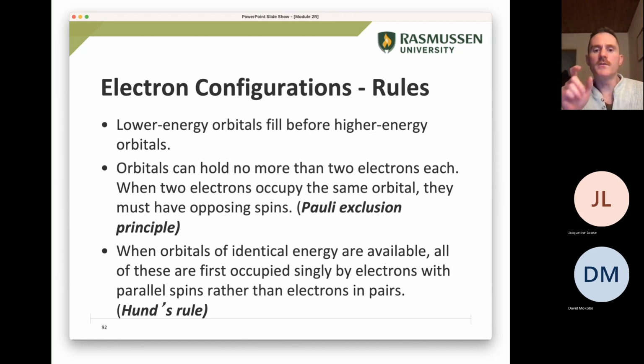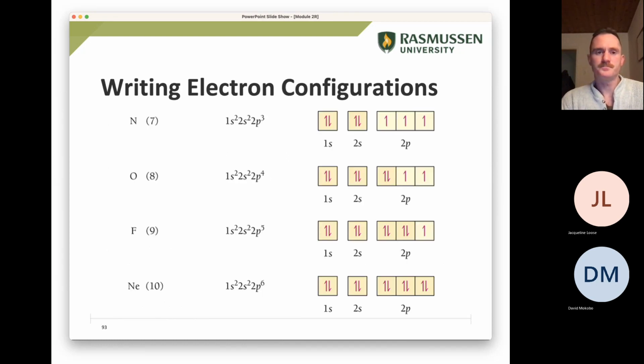And then when orbitals of identical energy are available, all of these are first occupied singly by electrons and then in pairs. Electrons don't like to be paired up. They like to be single. We don't have to worry so much about that rule in this course, but the second one is very important. So let's just look at a couple of these examples.